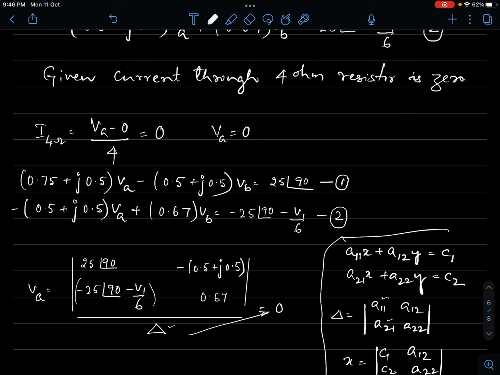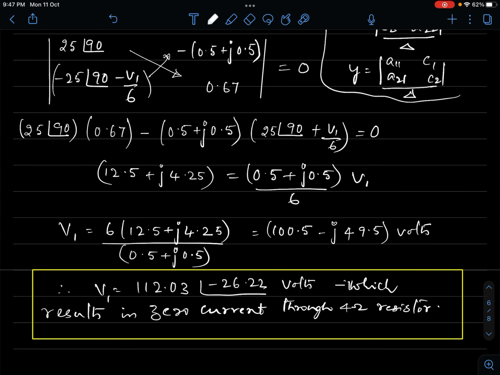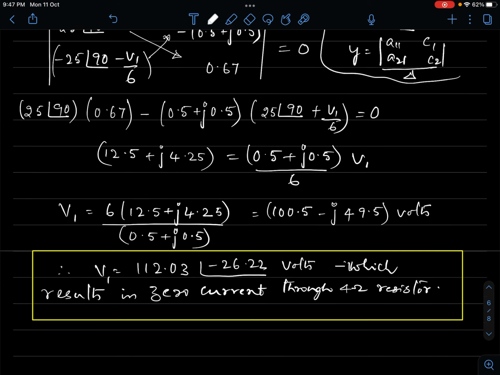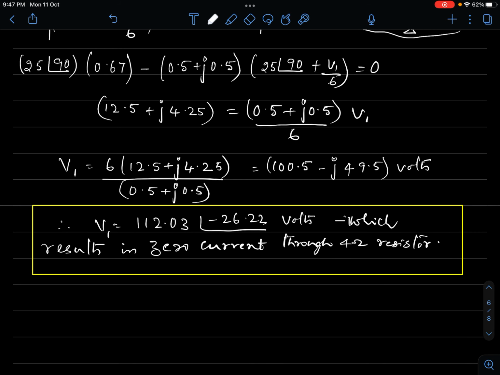Right? So here in this particular problem, we didn't evaluate delta specifically because we know that VA equal to 0 would mean the denominator, when multiplied with 0, would vanish, and you will get the value of VA to be equal to 112.03 at an angle minus 26.22 volts, which is in polar form. If you want, you can convert it into rectangular form and keep it. That will also be okay. However, we have written the answer in polar form. I suppose this is understood.